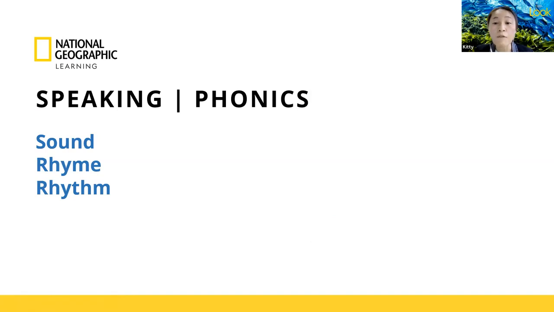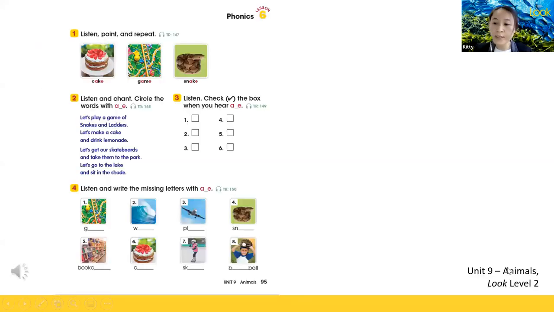So for example, talking about phonics, we know in phonics, we help our students build the relationship between letters and sounds. And also students need to practice rhymes and also rhythms, right? So let's have a look. Here is one phonics lesson example. It is from Unit 9, Animals, from Look Level 2. In this lesson, we practice A sounds with words ending with A, E, like cake, game, snake.